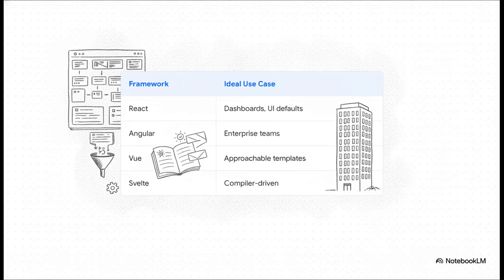React is basically the job market default right now, perfect for component-heavy dashboards. Angular, that's the strict go-to beast for huge enterprise teams. Vue gives you these really approachable, clear templates, and Svelte takes this totally unique approach with compiler-driven minimalism, meaning way less boilerplate code. It really just comes down to matching the right tool to your specific architecture.